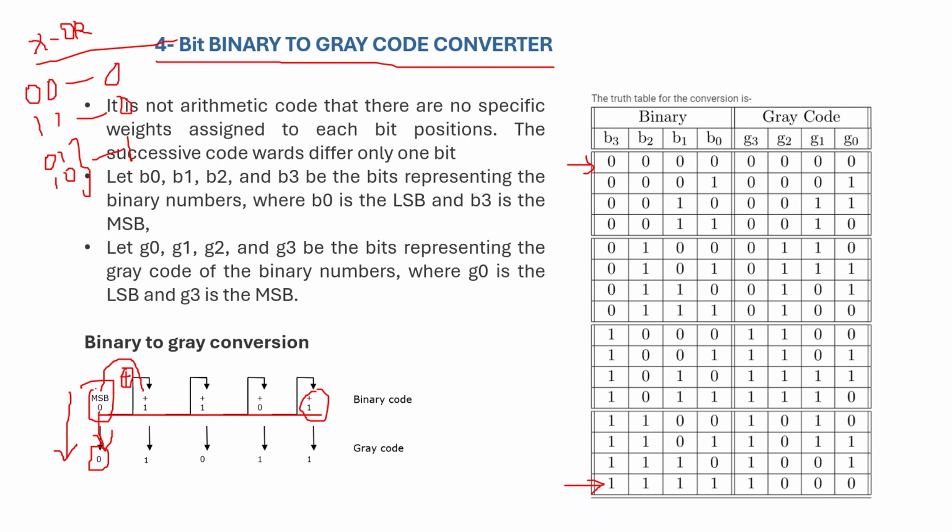So the answer is 1. Next one, for the third digit, second digit XOR third digit. So 1 XOR 1, the answer will be 0. Next, for the fourth digit, third digit XOR fourth digit. So 1 XOR 0, the answer will be 1. Next, for the fifth digit, 0 XOR 1, so the answer will be 1.